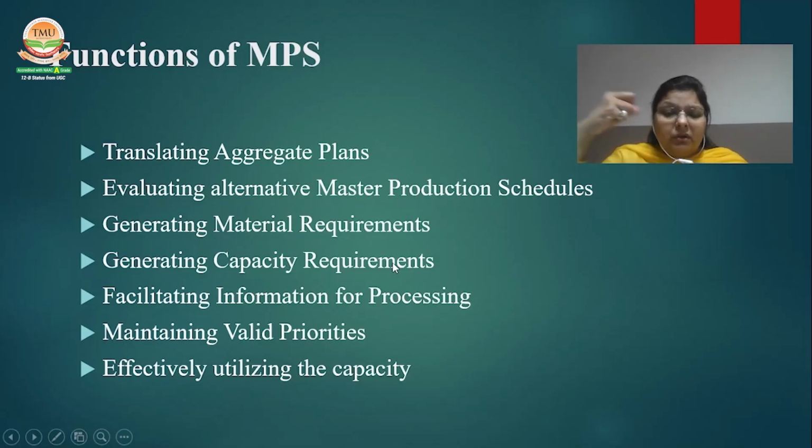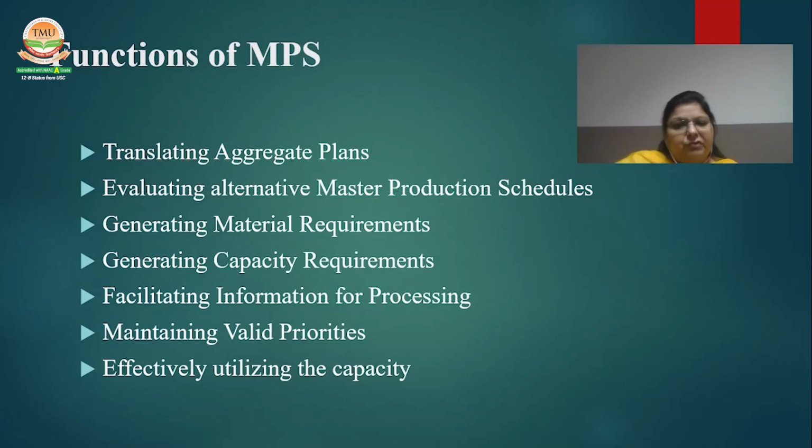Next is generating material requirements. Here we are generating our material requirement: how much material is required for our master production? Next is whether your capacity is up to the mark. As per the production schedule you can easily judge how much capacity you have, and how many units you can produce in a day. Next is facilitating information for processing. Here we will facilitate the information for processing this master production plan.